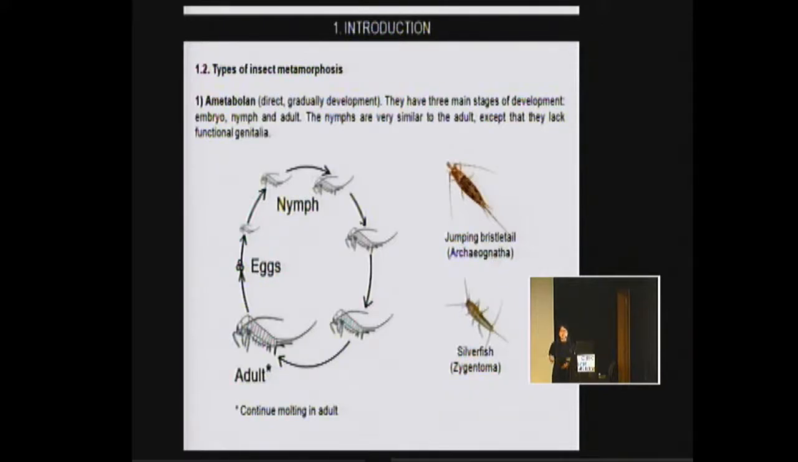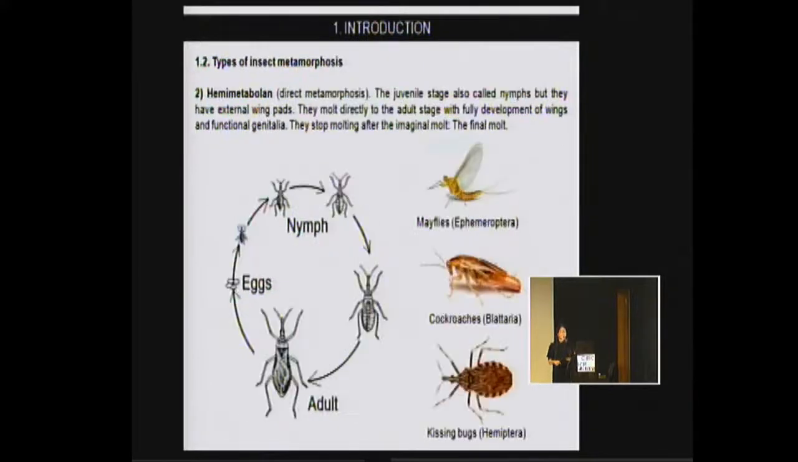And here are examples of wingless insects, the bristletail and the silverfish. Sorry, could you hear me? It's okay. Okay. The second type of metamorphosis is the hemimetabolan or incomplete metamorphosis. In this type, the juvenile stage, also called nymph, has external wing pads. So they can morph directly to the adult with the functional wings and the functional genitalia.